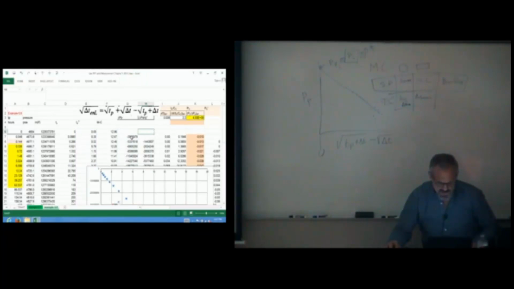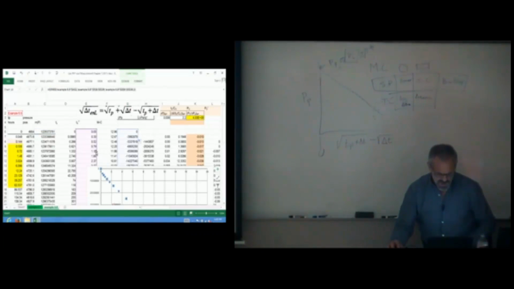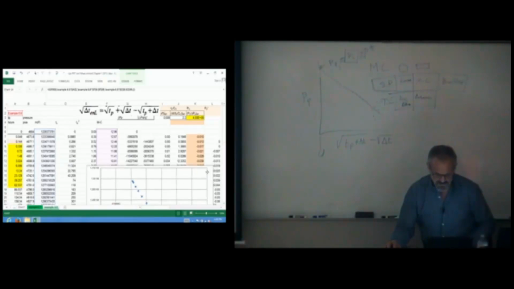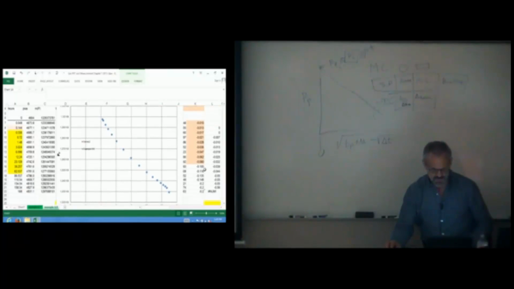Why do I have negative numbers for delta pseudopressure? This was a drawdown. Let's get this. No, we're all right. Let's not go there yet. Let's plot MC time versus pseudopressure. Okay? Yeah, I reused the square root of time plot.